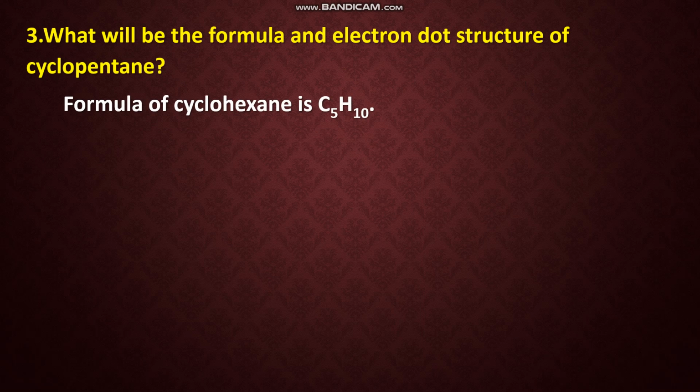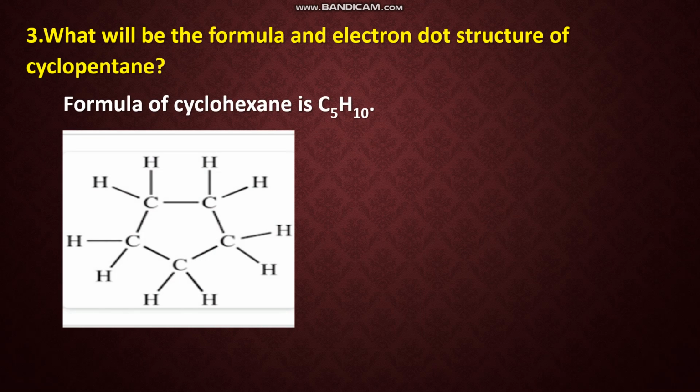Now how to draw its electron dot structure? Like this, whenever the electron dot structure of any organic compound or carbon compound is asked, it will be easy if you first draw the structure with the bonds. You know how to draw the structure of cyclohexane. Cyclopentane. This is not cyclohexane, children. Cyclopentane it is. Formula of cyclopentane.